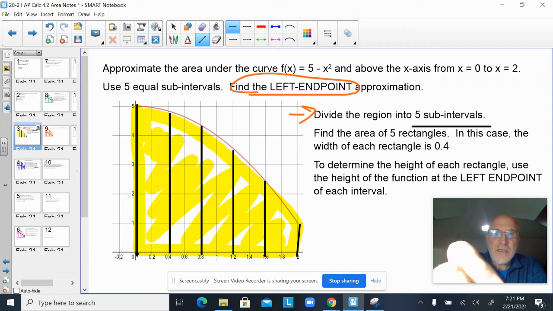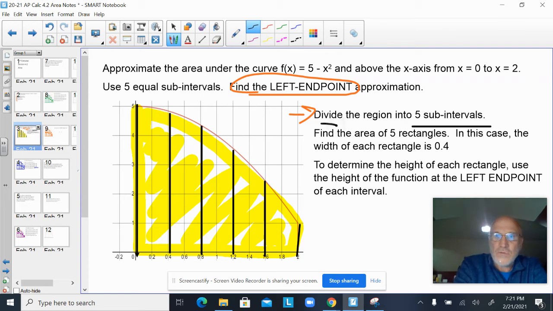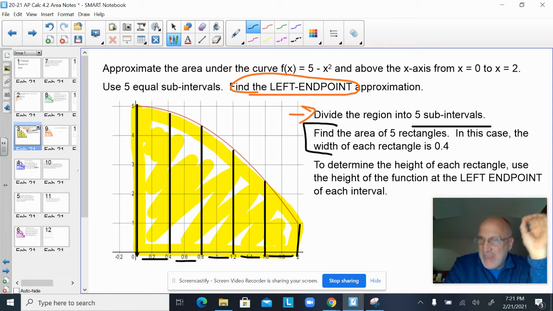So the question is, how tall is each rectangle going to be? And that's where it comes down to whether you're talking about the left endpoint or the right endpoint or the midpoint. So first let's make sure in this example, let's find the area of 5 rectangles. In this case, the width of each rectangle is 0.4. Each of these distances there, and that distance, and that distance, and that distance, and that distance, and this problem happened to be 0.4. To determine the height of the rectangle, since we're finding the left endpoint approximation, it says to determine the height of each rectangle, use the height of the function at the left endpoint of each interval.